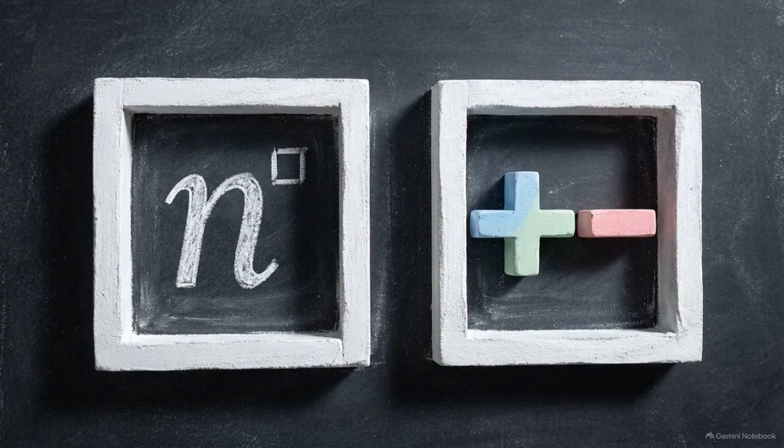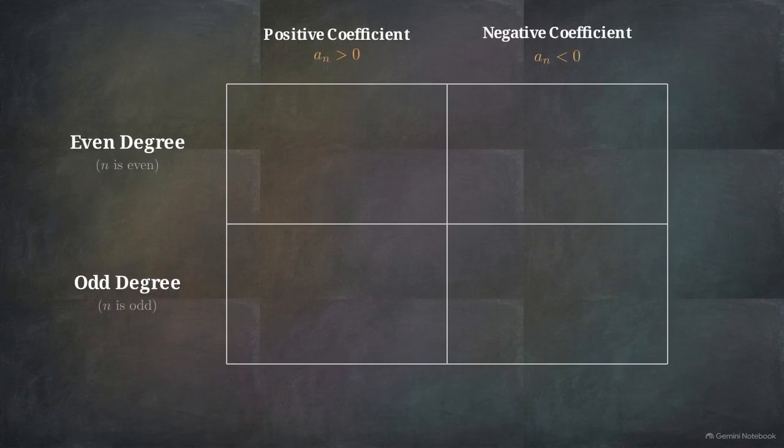Because of algebraic dominance, we can ignore every term after the leading term when we are assessing behavior near infinity. With the leading term isolated, determining the trajectory becomes a classification problem based on two specific variables. These variables are exponent parity, whether the highest power is even or odd, and the sign of the leading coefficient. We'll start with the top row, which represents all even-powered polynomials.